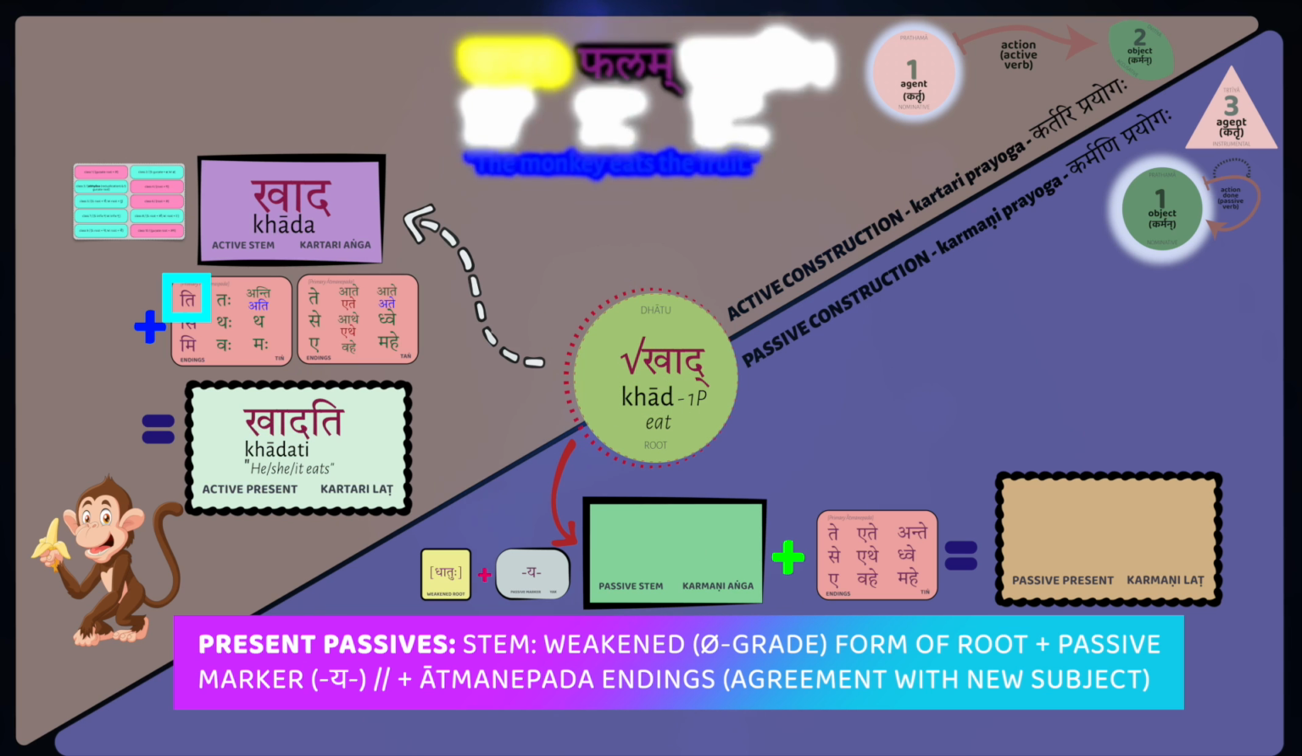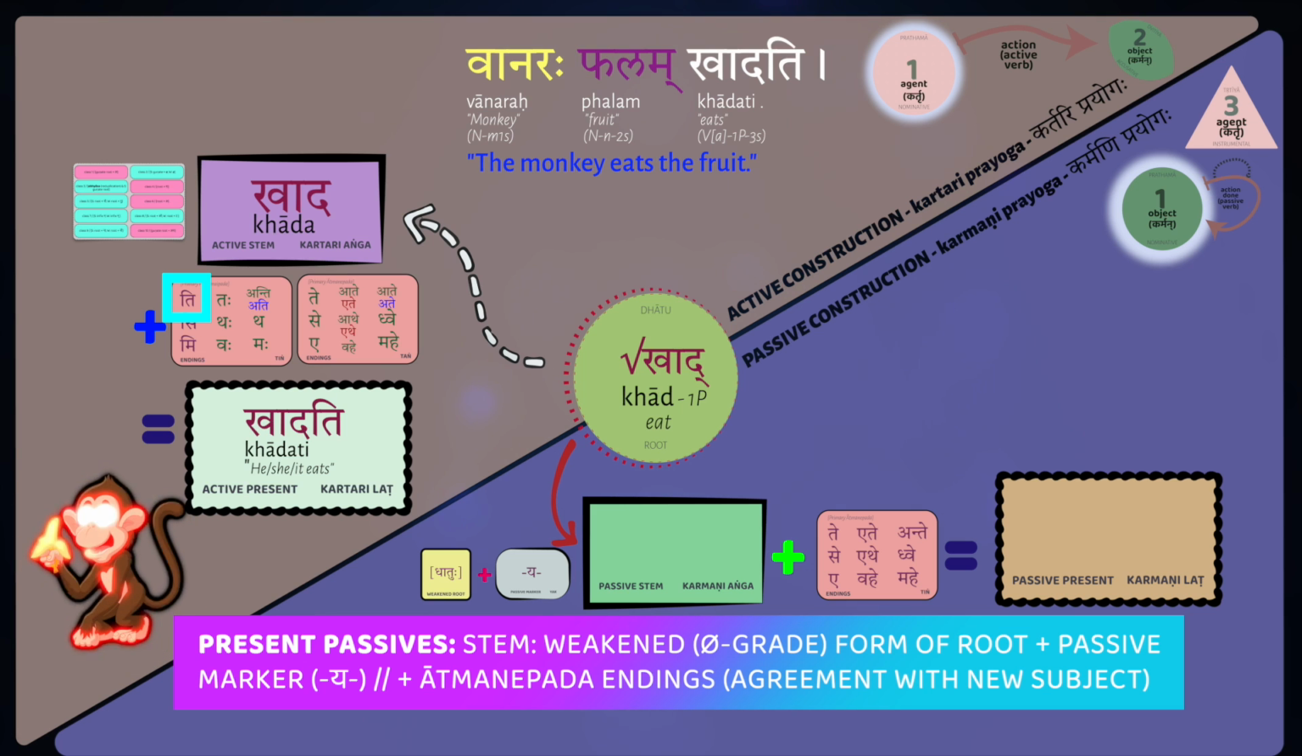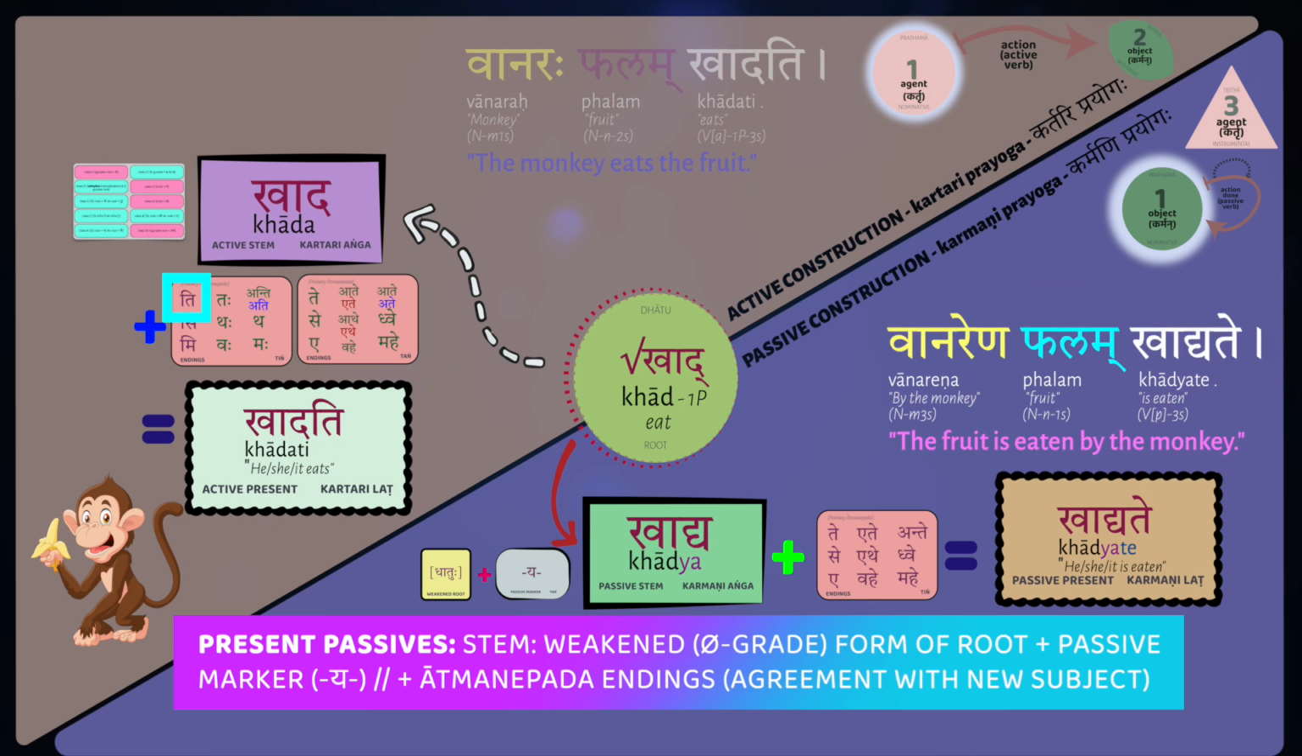Let's start with Vanaraha phalam khadati. The monkey eats the fruit. Here the verb khad, eat, is a class 1 parasmaipada root, with the present stem being khada, right? Khadati. The passive form in English is going to be, the fruit is being eaten by the monkey. To get the stem of the passive, we'll take the root, we'll add ya, giving us khadya. Now we add the atmanepada ending that agrees with our new subject, not the monkey, but the fruit now, right? The fruit's going to be in the singular in the third person, so we choose the ending te, and we'll end up with vanarena phalam khadyate. The fruit is being eaten by the monkey.